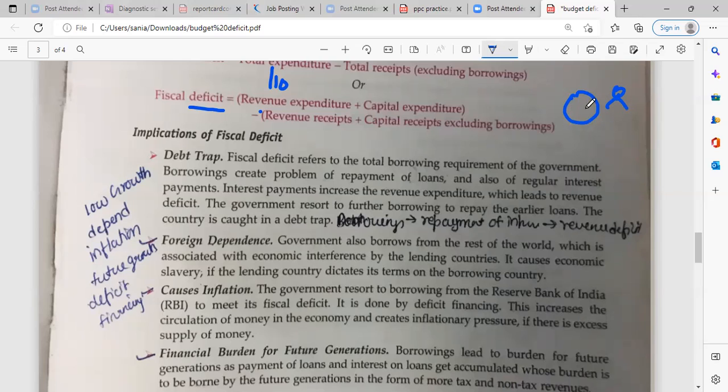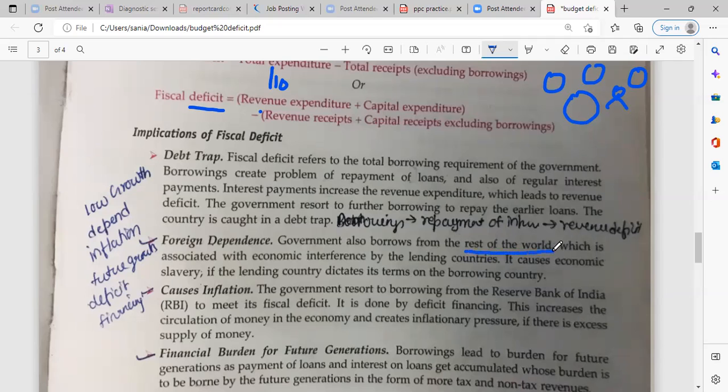From whom will they be taking money? In a country they don't have money because they are the government. They'll be taking money from some other country. Maybe I'm India, so I'll be taking money from Australia. Maybe I'm taking money from USA. Maybe I'm taking money from Russia. Anyone. So what happened? Foreign dependence increases. So the government also borrows from the rest of the world.